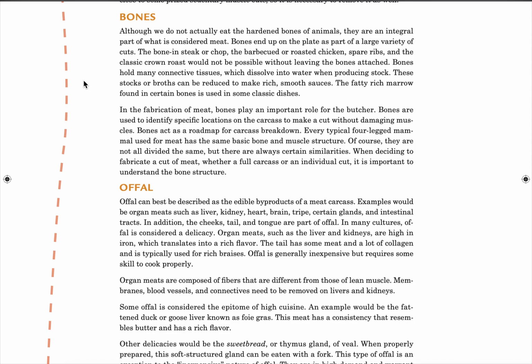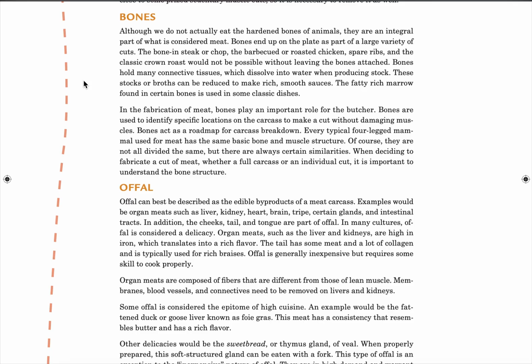Bones hold many connective tissues which dissolve into water when producing stock. These stocks or broths can be reduced to make rich, smooth sauces. The fatty, rich marrow found in certain bones is used in some classical dishes.